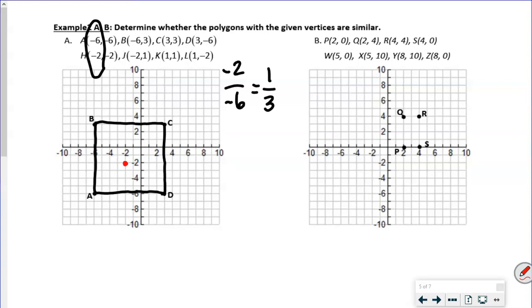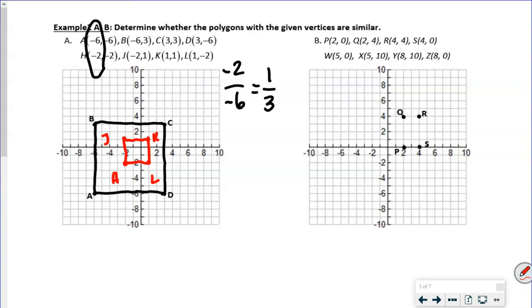-2, -2, that's our H. Then -2, 1, that's J. Then we got 1, 1 right there, that's K. And then we got 1, -2 right there, and that's our L. Okay, so we're going to go ahead and connect these dots.